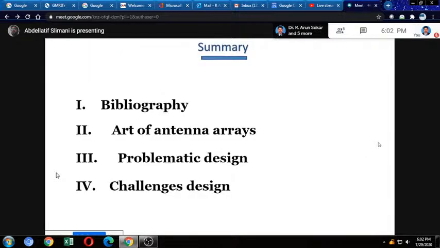So the plan that I will present in this presentation: I will begin with a brief bibliography. Second axis, I will talk about the arts of antenna arrays, and third axis, the design problems that we can face when we need to conceive array antennas, and I will finish with design challenges.